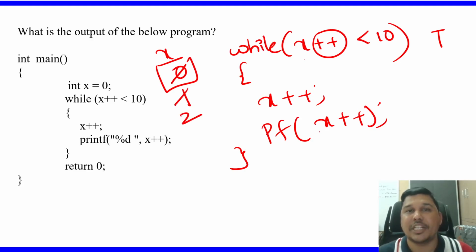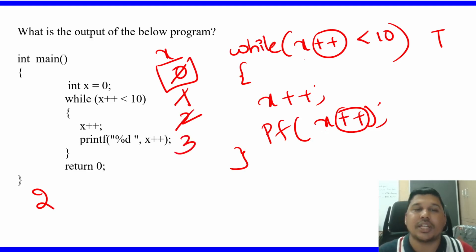Now in printf it is x++. Post increment ++ in printf x++. So you should not increment it now. First print the value of x as 2 on the output screen. Then complete this ++. It becomes 3. From here, go to the condition.